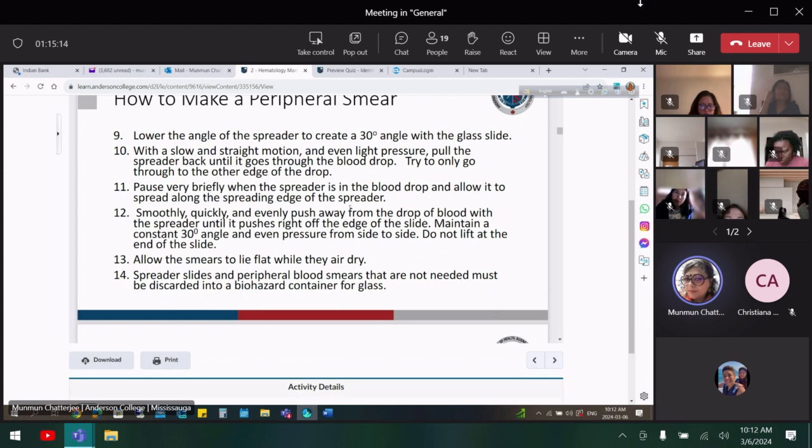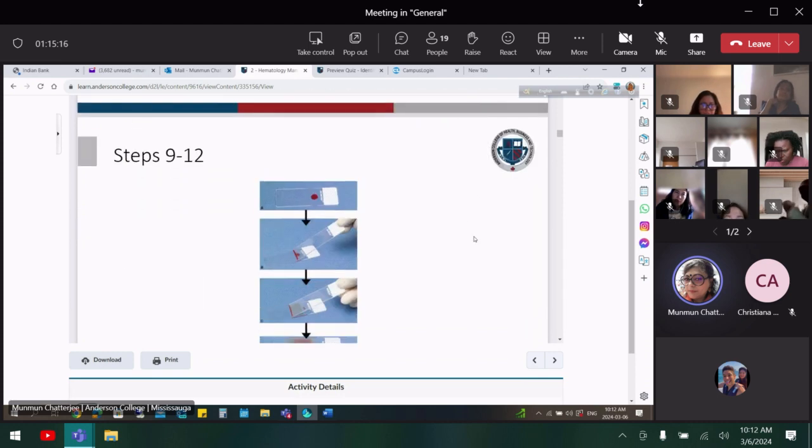Instead of reading this one, go to the picture. So this we already described, right? This is the frosted end. You are going to write on it. Then you are taking the blood from the EDTA tube. You shake 3-4 times to evenly mix the tube.